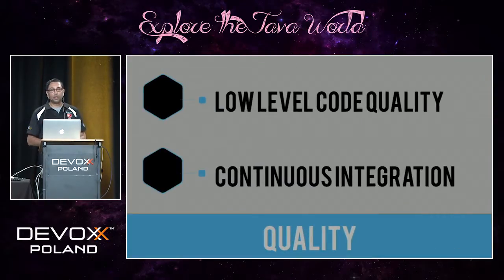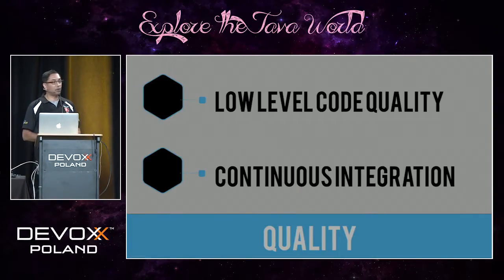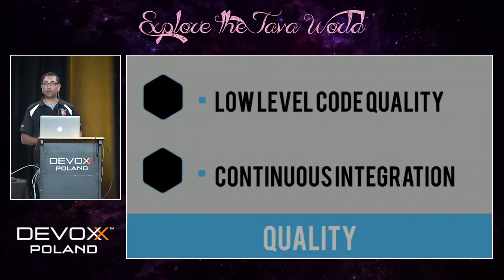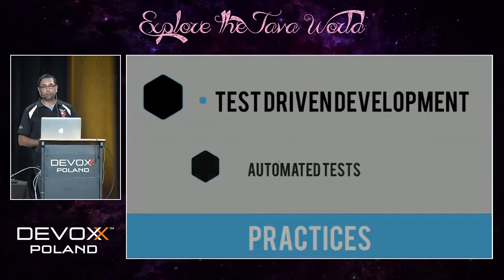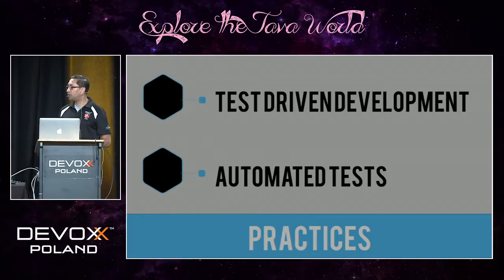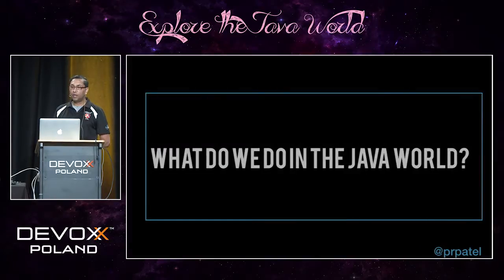Right? So some of the things we do for craftsmanship and quality around our code is we take measurements for low-level code quality, and obviously in this session we'll talk about continuous integration. We also do things like test-driven development. We have automation of tests to ensure that our code is up to the specifications that we want and other things around it, right? So what do we do in the Java world to have software craftsmanship and to have good quality around our code?